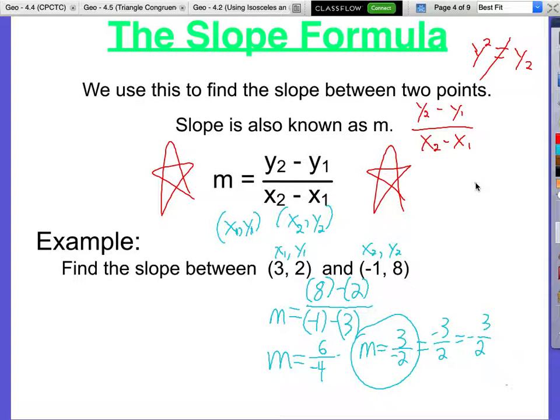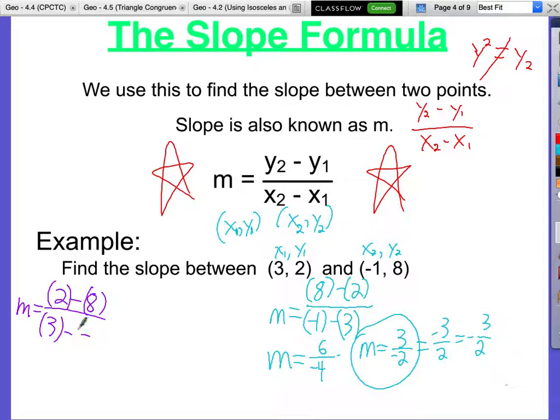So, can we go the other way? Could we do y1 minus y2 and x1 minus x2? We did the 2's first. Can we do the 1's first? Let's try it. Let's switch the order here. So instead of doing 8 minus 2, let's do 2 minus 8. And let's do the x's the same way and see what we get. So we'll do the same x that goes with that first y.